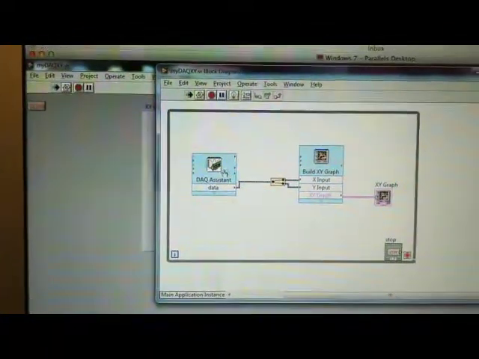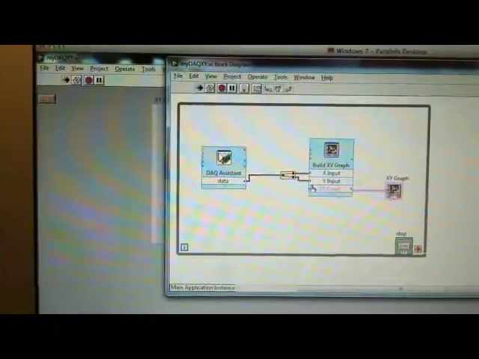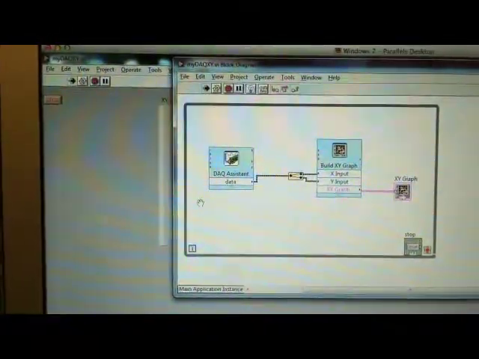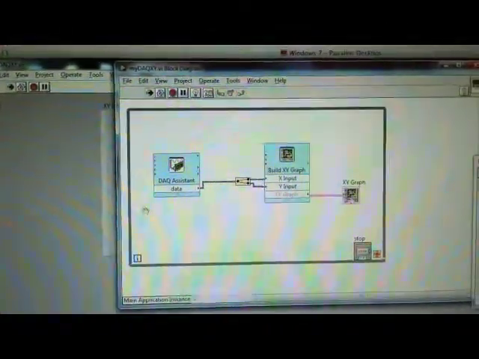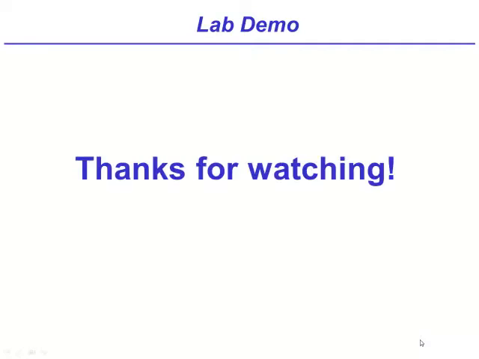Simple enough. Use a DAQ assistant, split the signal, put it on an XY graph, and put the entire thing on a while loop. Okay, that concludes this lab demo.